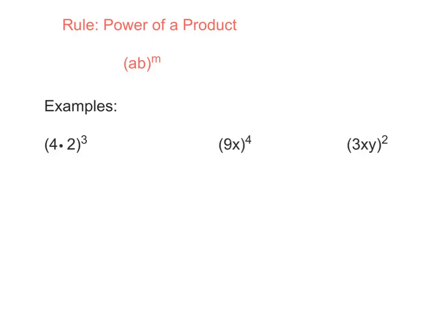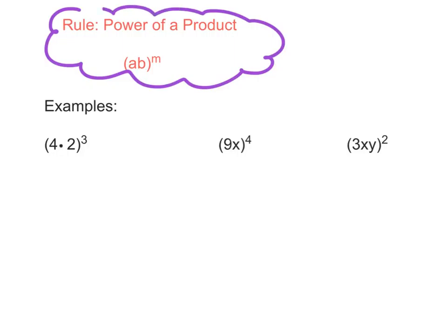Okay, and then the last power rule that we're going to learn in this lesson is the power of a product. Now, this is different than the product of a power because what we've got here is a product, a multiplication situation, being raised to a power. So it's the power of a product, two things being multiplied. So let's investigate again what's going to happen by looking at this problem right here.